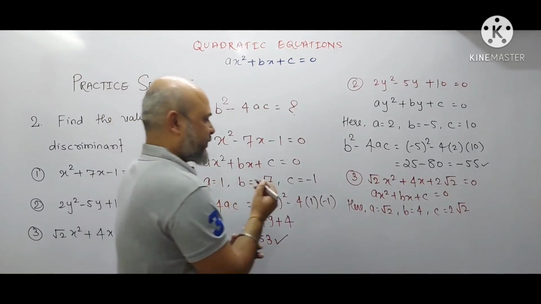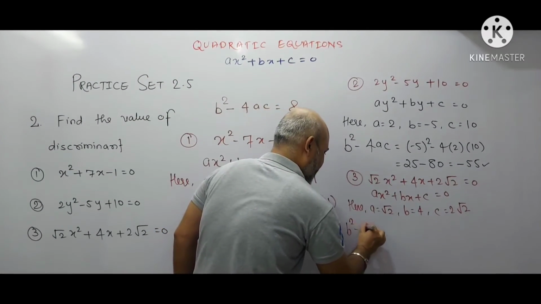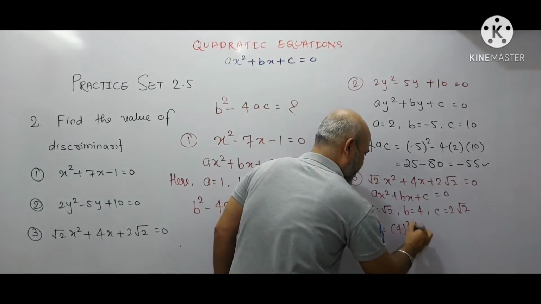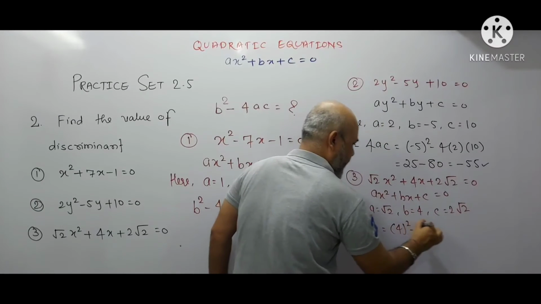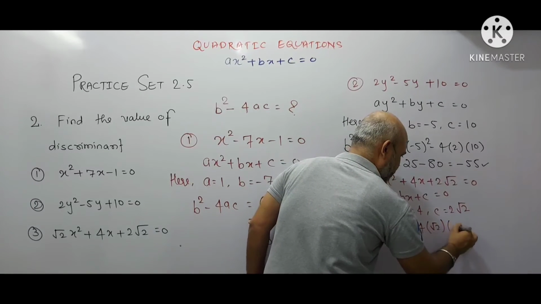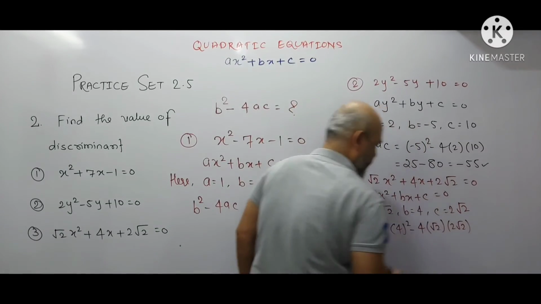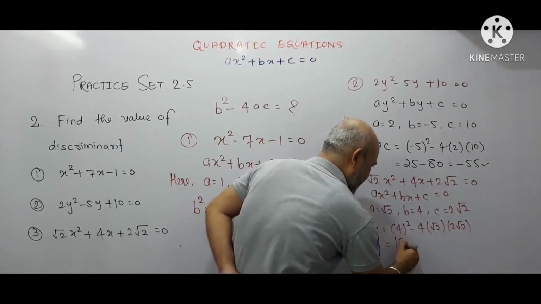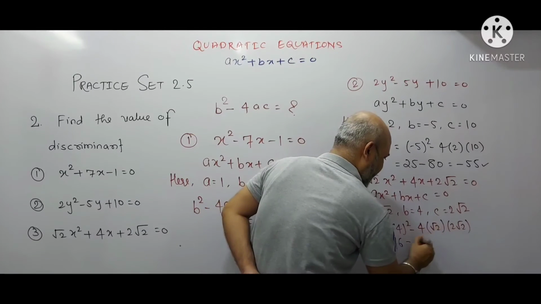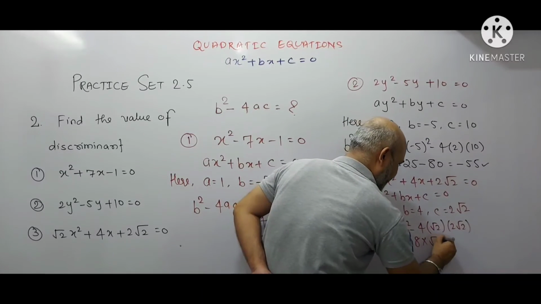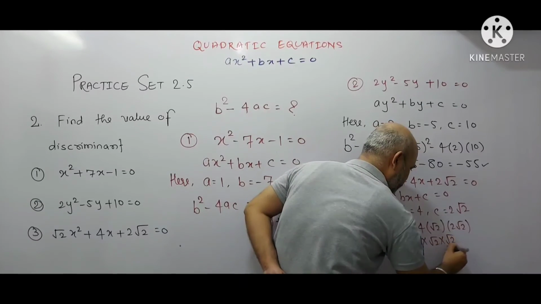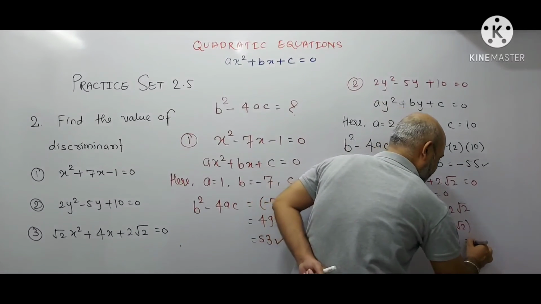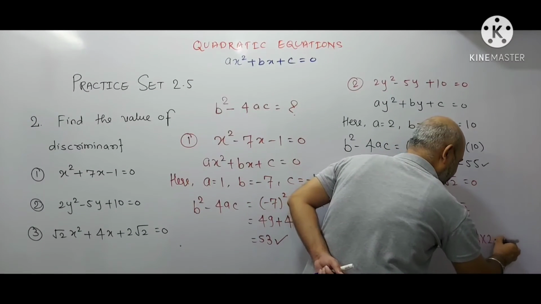Now we will find the value of b square minus 4ac. So b square minus 4ac is equal to b square, which means 4 square, minus 4. What is a? Root 2. And what is c? 2 root 2. So this will be 16 minus 4 2s are 8, multiplied by root 2 multiplied by root 2. So root 2 multiplied by root 2 is 2.